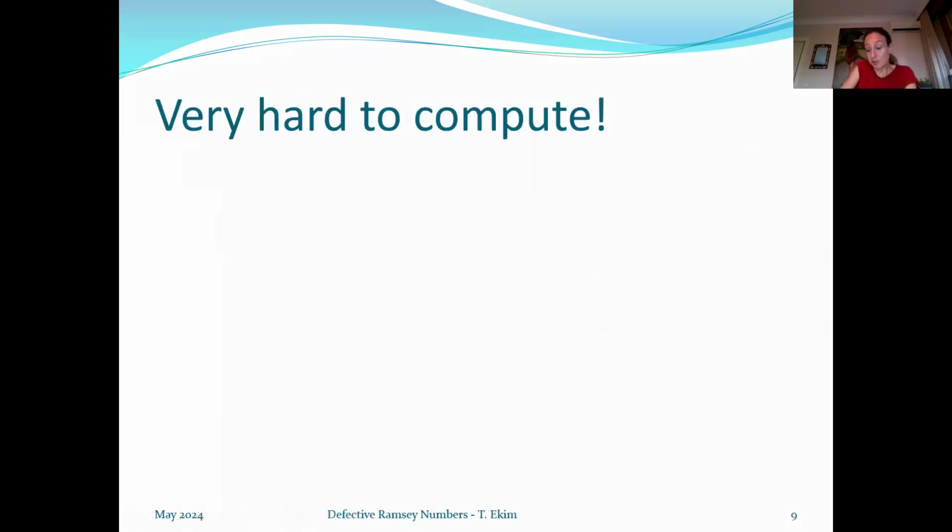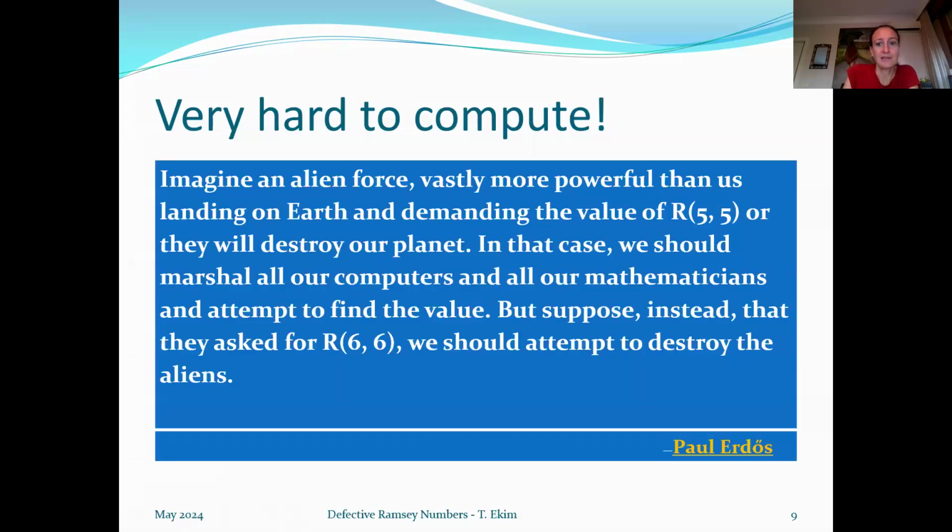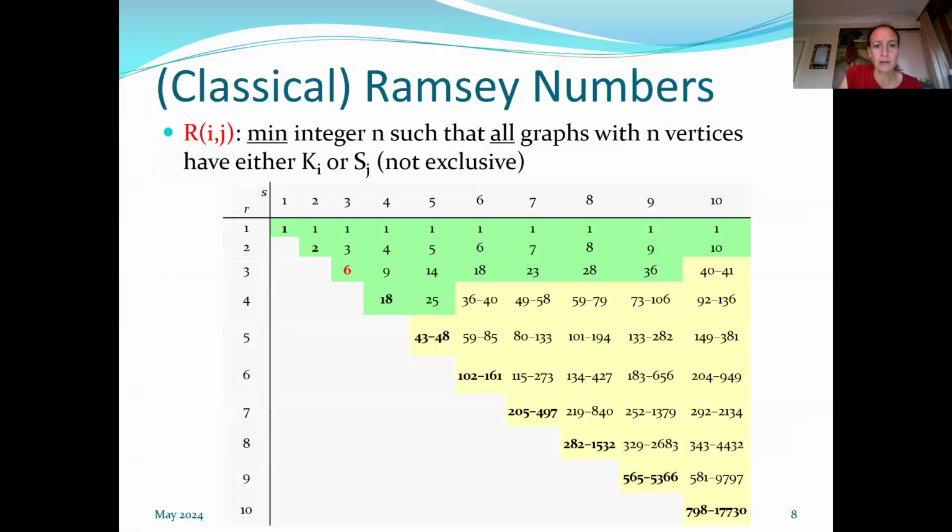Okay, actually, as you may guess, they are extremely hard to compute. And there's a very nice saying from Paul Erdős that I like to quote everywhere. He said the following: imagine an alien force vastly more powerful than us, landing on Earth and demanding the value of R(5,5). Let's go back for a while. R(5,5) is the first unknown value here.